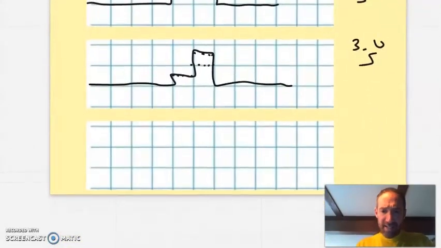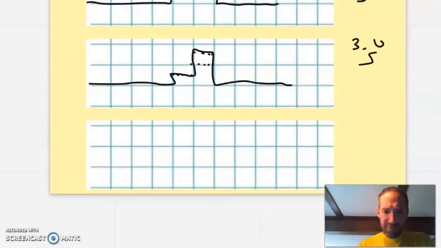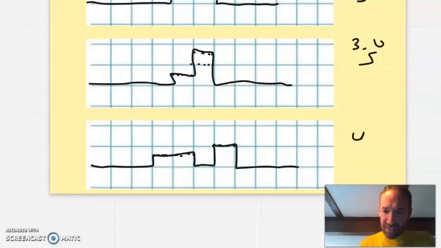And then lastly, at 4 seconds, pulse 2 now is going to be here, and pulse 1 is going to be over here. And so we're going to see that they have switched sides like this.